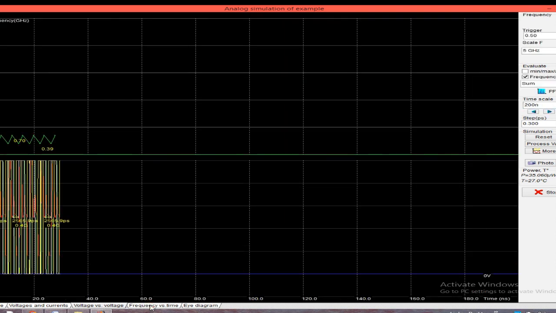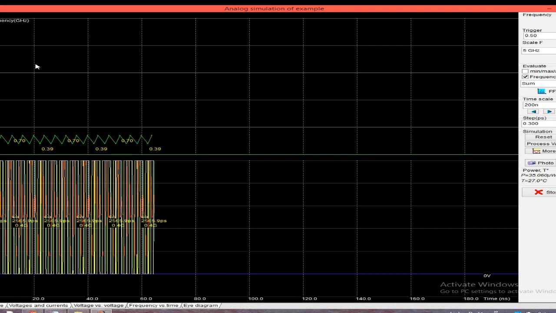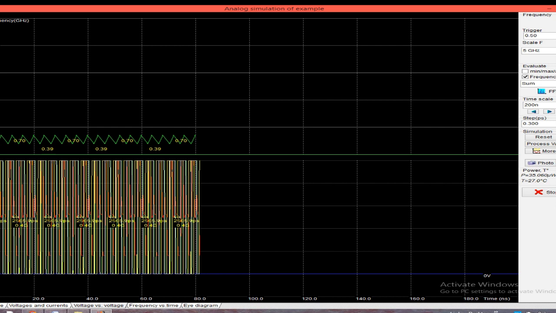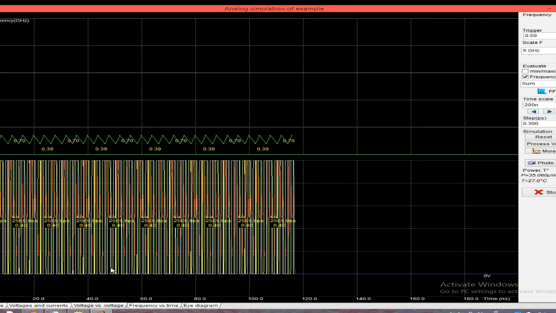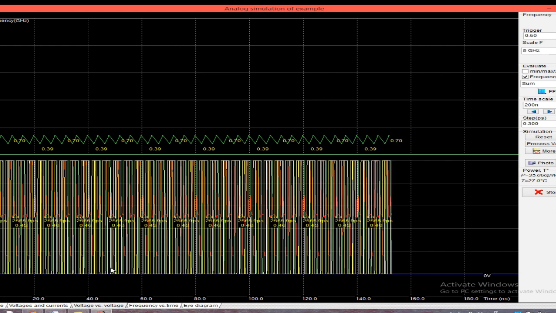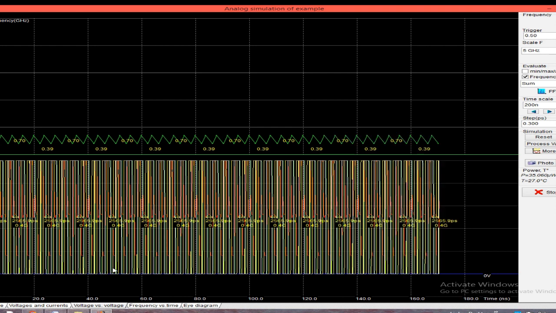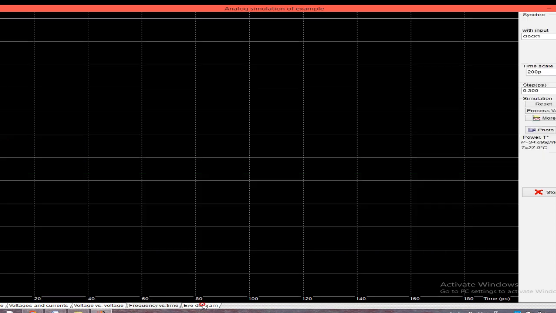Frequency versus time plot, if we want to see, so this is the frequency portion in gigahertz, and this is the time scaling. So frequency versus time, we can see the plot of this graph. After this, we can also see the eye diagram. So these are the structures we can see.